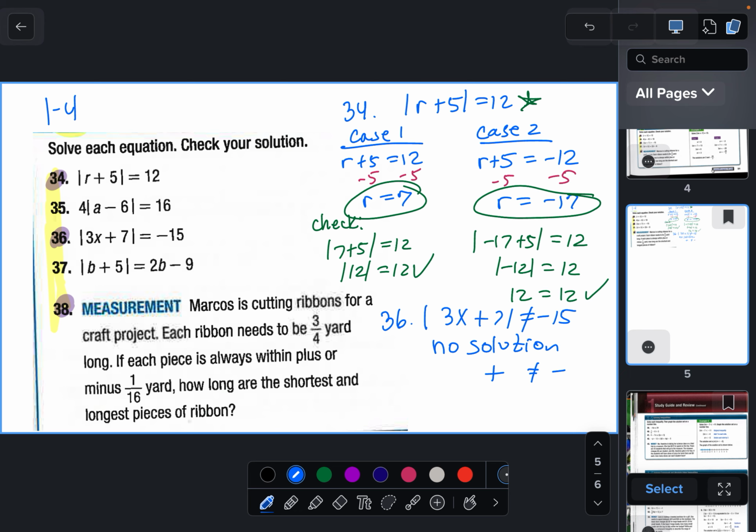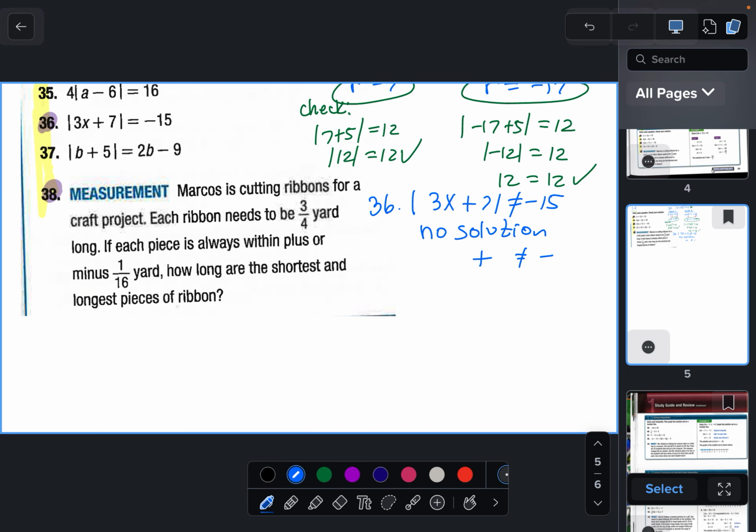Okay, before we jump to 38, I just want to help you set up 37. It's your responsibility to finish it. So our absolute value of b plus 5 equals 2b minus 9. Now, when you have a variable on the inside of the absolute values and a variable on the outside of the absolute values, it is totally essential that you check both cases when you're done, okay? So let's talk about our case 1.